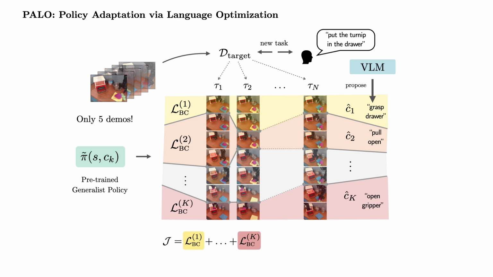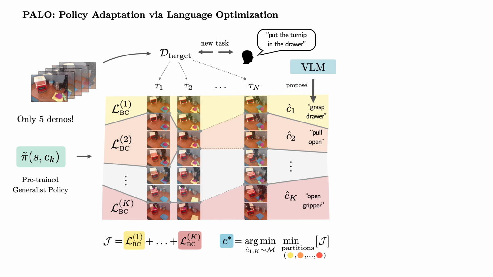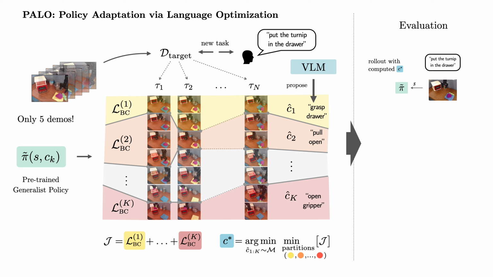We can then define an overall cost J that is the sum of the behavioral cloning losses on each of these partitions for a fixed candidate decomposition and set of partitions. The PALO algorithm then jointly optimizes the cost across these decompositions and the partitions of the time steps, selecting the C1 through CK that is able to achieve the lowest overall cost, which we'll denote here as C star. At evaluation, we can then condition the pre-trained policy on the subtasks in this C star to better perform the target task.